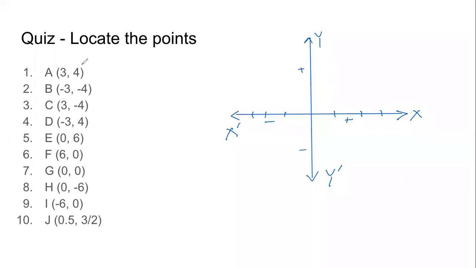So when we have (3, 4), it will be somewhere here. Both are positive. So first quadrant. B, (-3, -4). Both are negative here. Third quadrant. C, (3, -4). 3 is positive, and 4 is negative. So here. This is fourth quadrant. D, (-3, 4). -3 is here. 4 is up. So somewhere here. This is second quadrant.